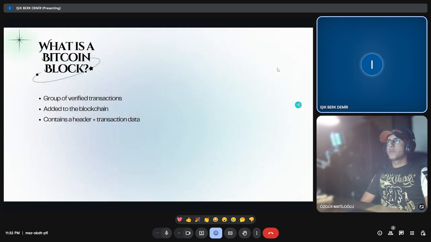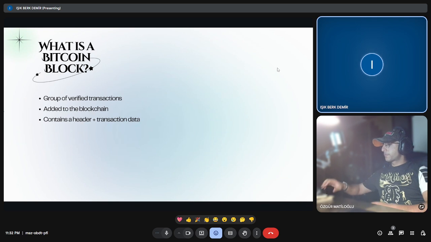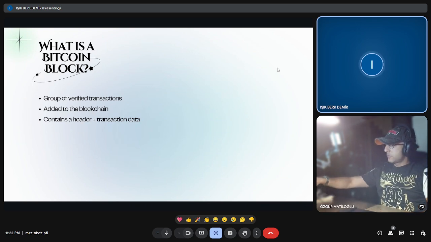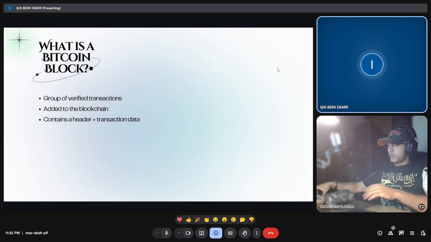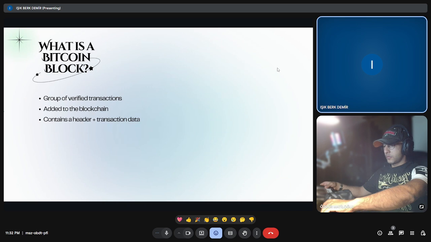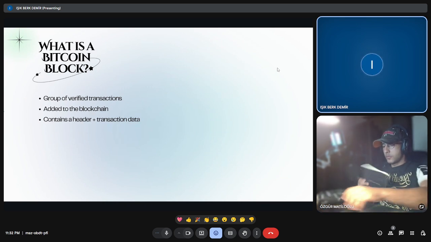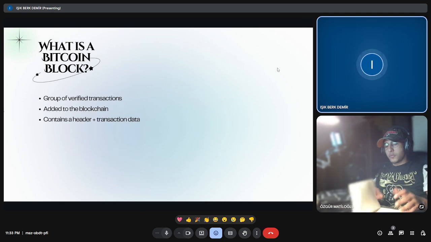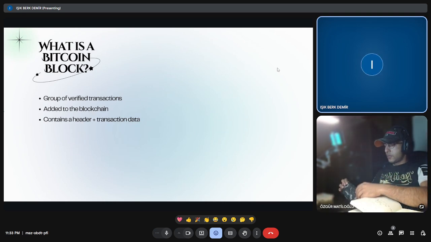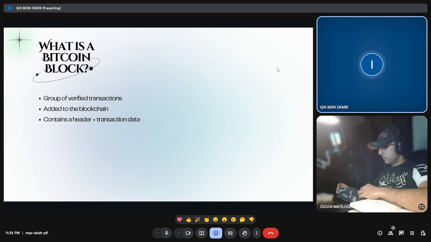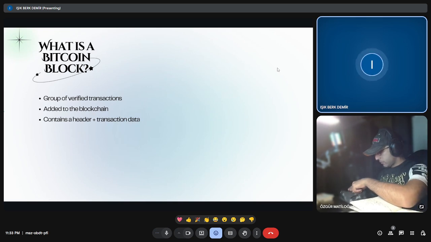So moving on, what is a Bitcoin block? A Bitcoin block is basically a bundle of verified transactions that have been grouped together. And once verified, this block is added to the blockchain permanently. Each block consists of two parts: a header, which contains metadata about the block, and the transaction data itself. You can imagine it like a file folder. The header is the label on the folder, and the transaction data is what's inside the folder.